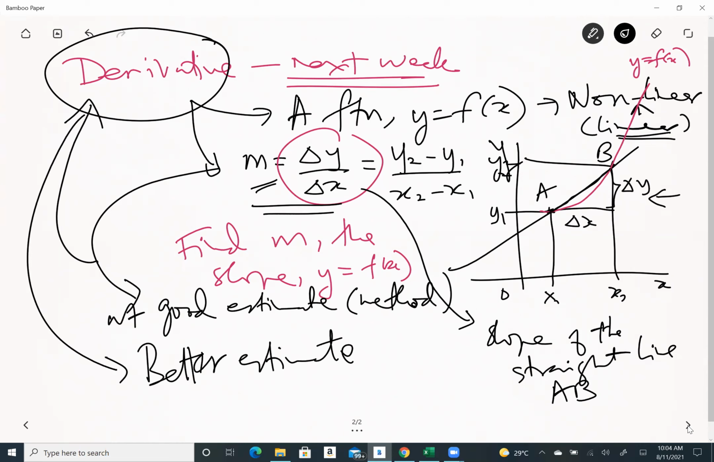Now, what do we do? What we do here is you make the change in x, make delta x smaller.